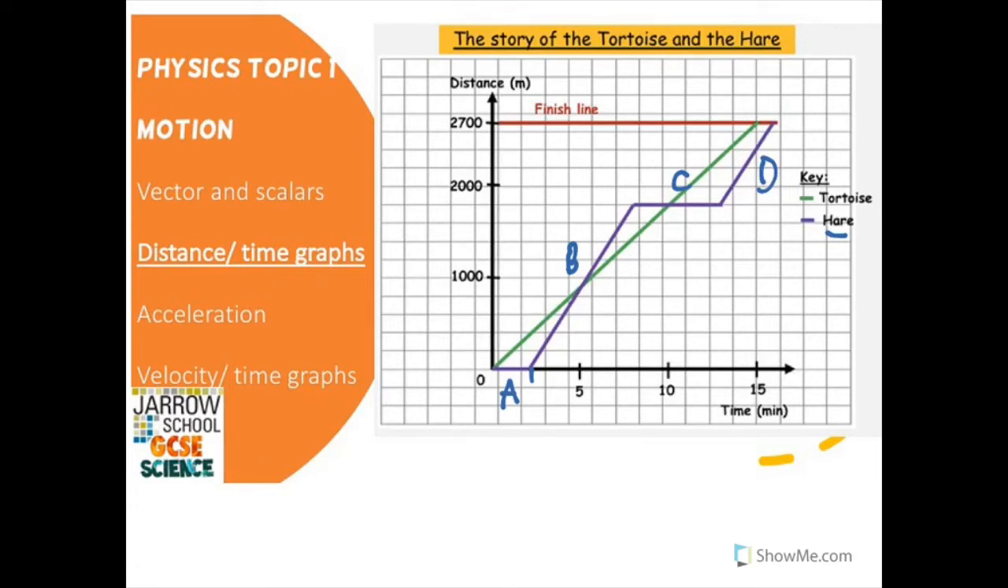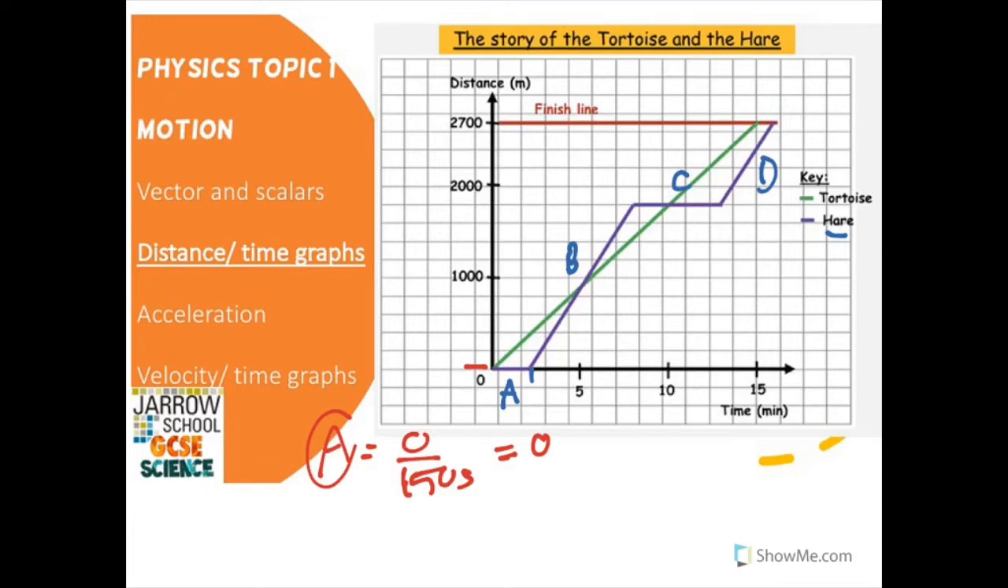The speed's 0 meters a second, because if you do 0 meters divided by 150 seconds, you're going to get 0. Part B is a little bit trickier. If you want to pause the video now and work out what was the hare's speed at part B, that would also be useful, so you can figure out if you can do this yourself.